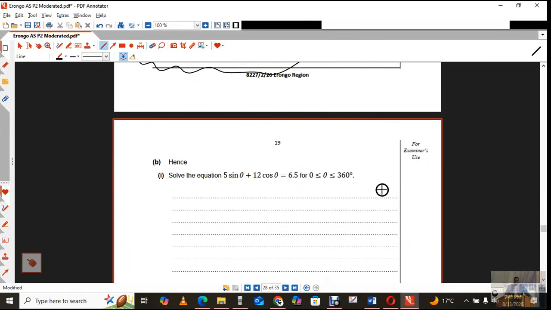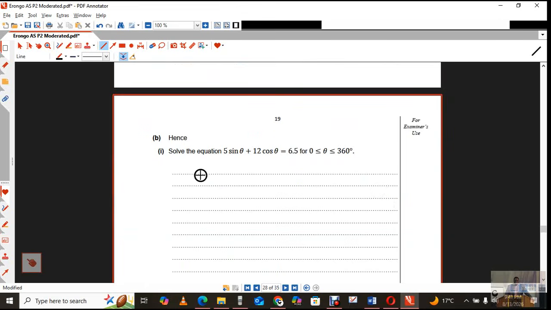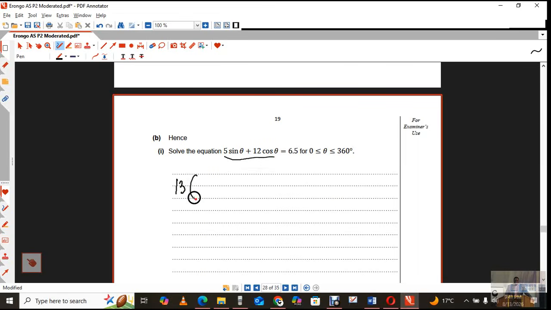3 marks. Hence, they are now saying solve the equation. So what was the equivalent equation? If you now look at the equivalent form, which is the harmonic form, I'm not going to use this anymore because from my answer before I know that that is the same as 13. Let's remove that bracket. 13 sine theta plus 67.38. Let's say that equals 6.5, and we're looking for an angle that is between 0 and 360 degrees.